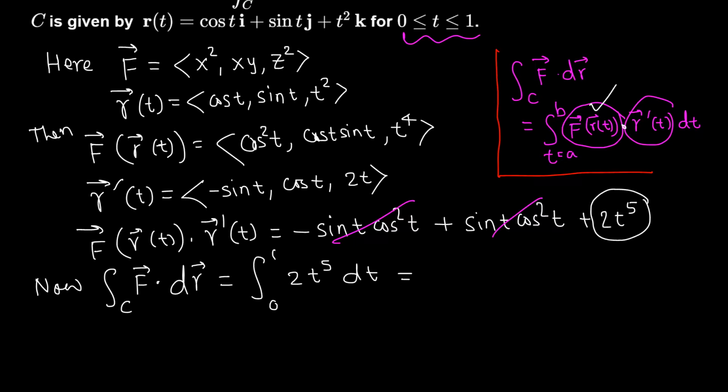So this is now a piece of cake because 2 can be pulled outside. The antiderivative of t to the fifth is t to the 6 divided by 6. Let me write here. And we want to evaluate from 0 to 1. 2 over 6 is 1/3. Upper limit is 1 raised to 6, 1, minus 0. 1 minus 0 is just 1. And 1 times this 1/3 is just 1/3. Final.